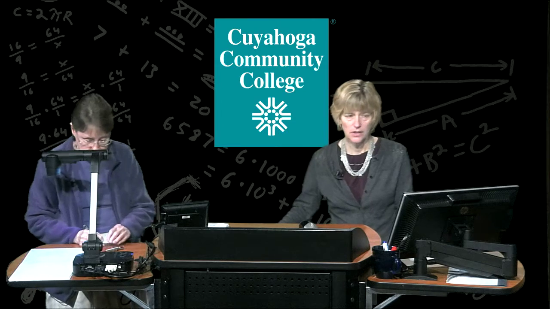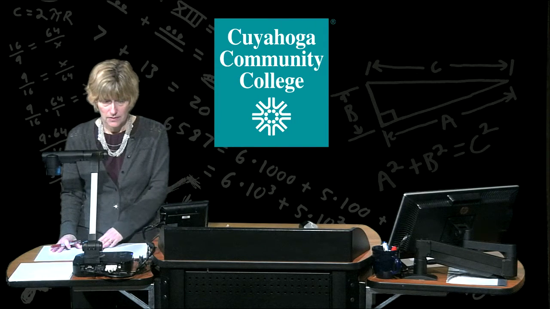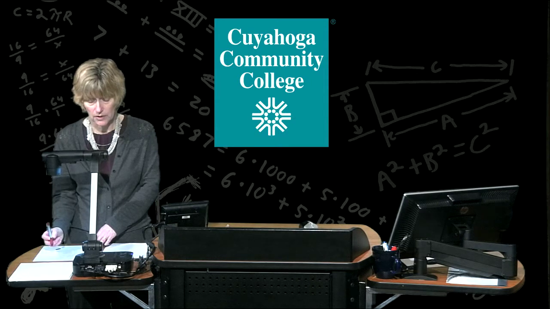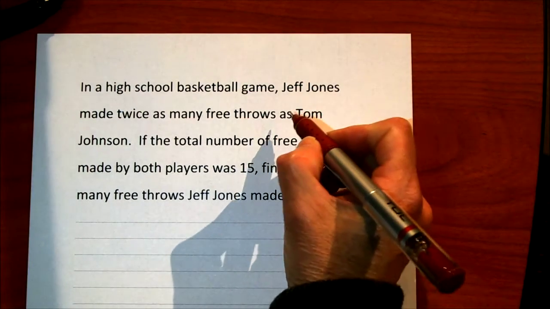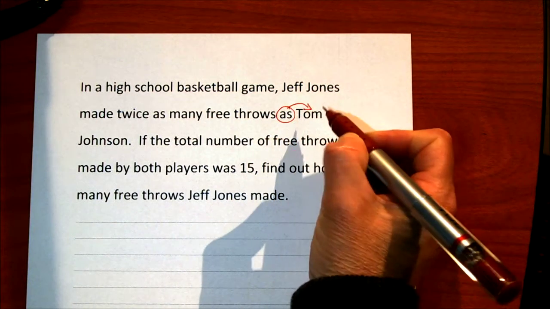All right. We'd like to look at one more problem. It's going to use the same pattern and will have a keyword for us to focus on. In a high school basketball game, Jeff Jones made twice as many free throws as Tom Johnson. If the total number of free throws made by both players was 15, find out how many free throws Jeff Jones made. So just like Dr. Jane just showed us, we're going to look here for a keyword. She found the keyword than. The other keyword that you will often see is the word as, and it will also point you to X.